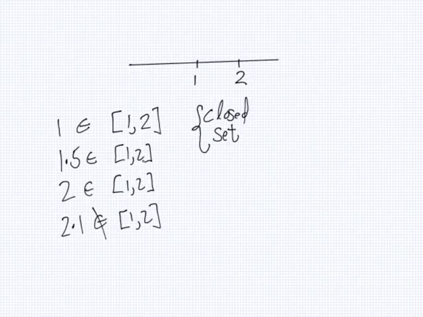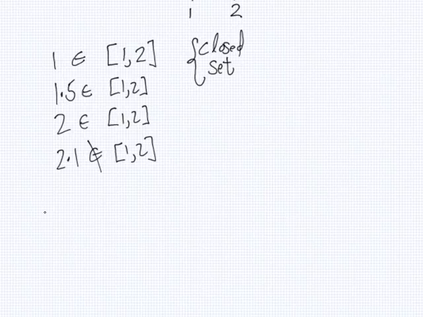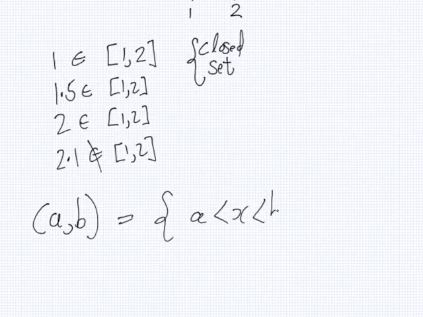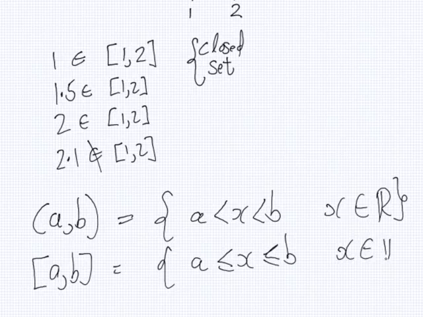Okay? And if you didn't want to include the numbers, for example, if you wanted all the numbers from 1 to 2, not including 1 and 2, you would write it like this. Well, let's use A and B instead of 1 and 2. So this is called an open set, and this is all the real numbers between A and B. And this is a closed set, and this is all the numbers between A and B, including A and B. So this one is called open, and this one is closed.